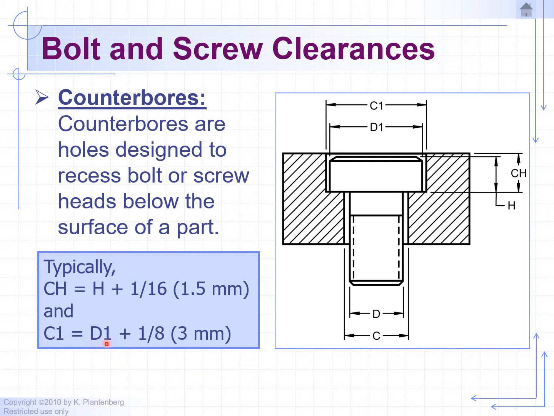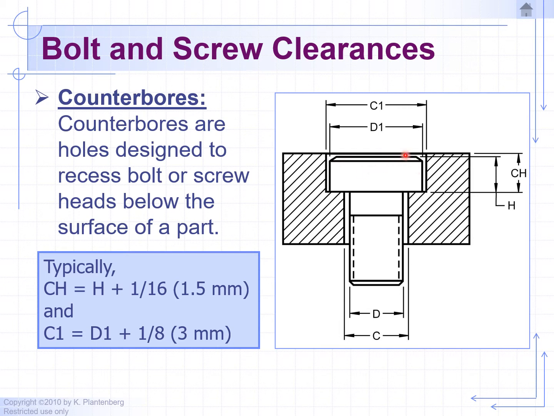C1 equals the diameter of the head of the bolt, so whatever diameter this is. Let's say 1 inch diameter, just to keep it simple, and you add 1/8 to it. So the size of the hole for the counterbore will be 1 inch plus 1/8, which equals 1.125 inches. If you go a little bit larger, it's okay. It's just a clearance hole. It's to provide clearance for the head.